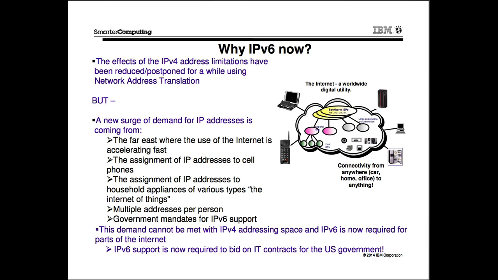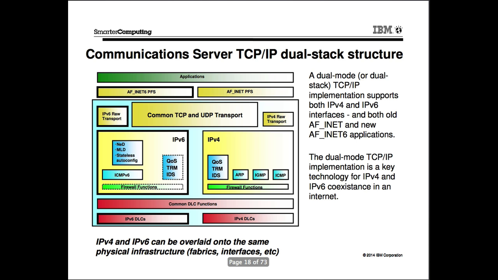Another thing that came along, if that wasn't enough, is that the United States government mandated that if you're going to sell networking gear to the United States government, you have to support IPv6. The U.S. government has an IPv6 profile that you have to verify that you support all the functions in. So if you want to do business with the government, you have to support IPv6. So that's certainly driven demand. IPv4 simply isn't big enough, and IPv6 is now required to bid on IT contracts with the U.S. government. So z/OS Communications Server supports IPv6.